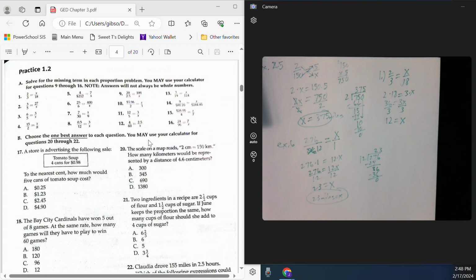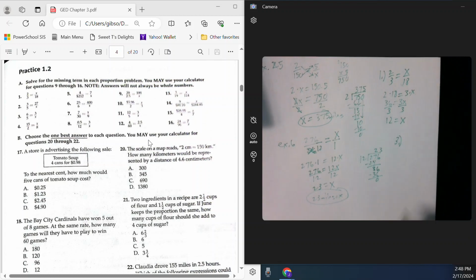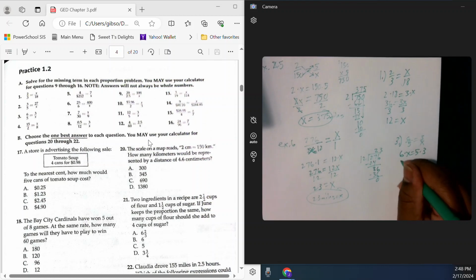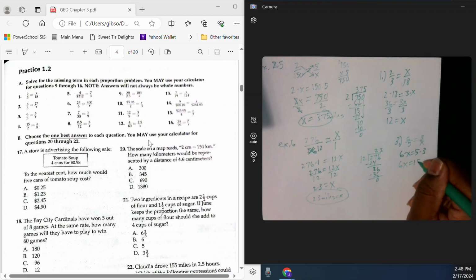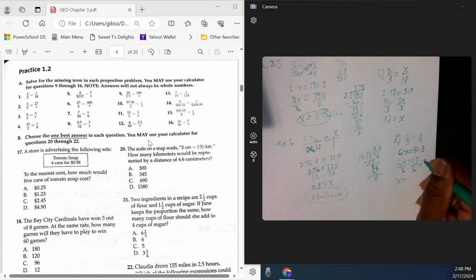Okay, now, the next problem, I want to try number 3. Number 3, we have 6/5 equals 3 over X. Cross multiply: 6 times X is equal to 5 times 3. 6 times X is 6X, and 5 times 3 is 15. We divide each side by 6. And then X is equal to, now 15 over 6, we can simplify that. We could divide both by 3, and then we would have 5 halves.